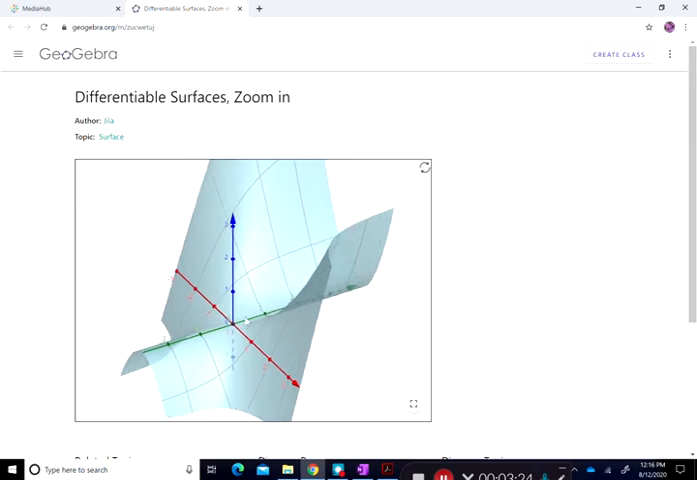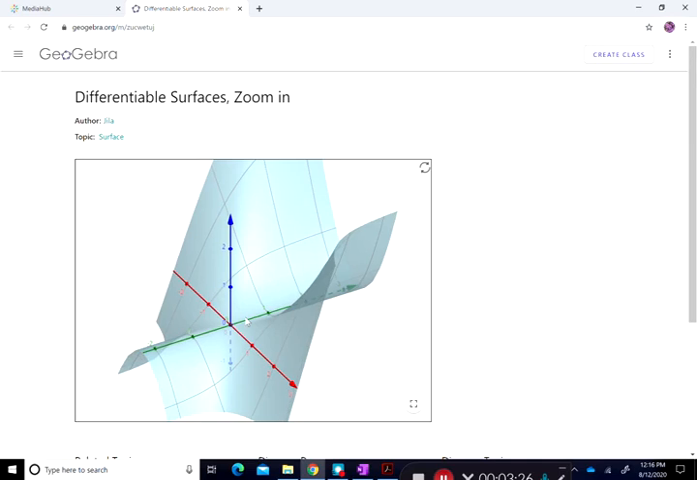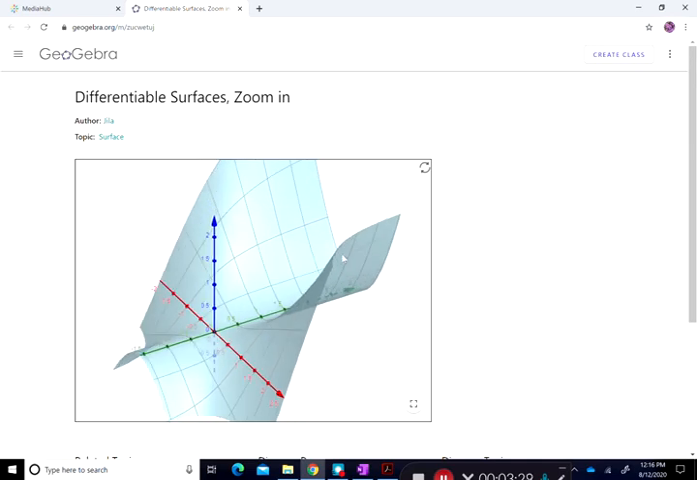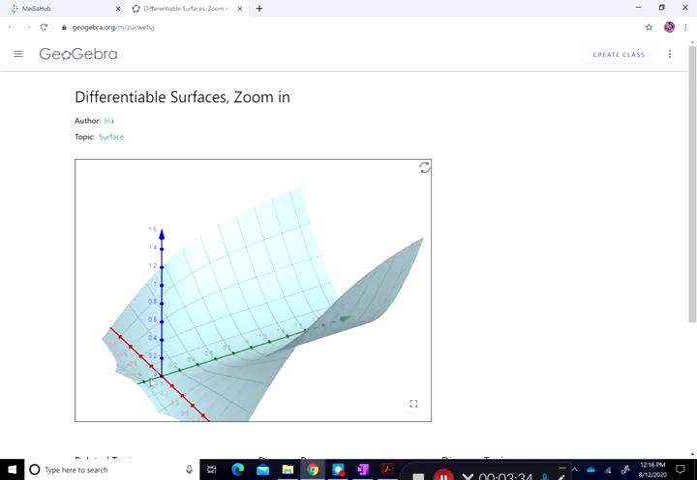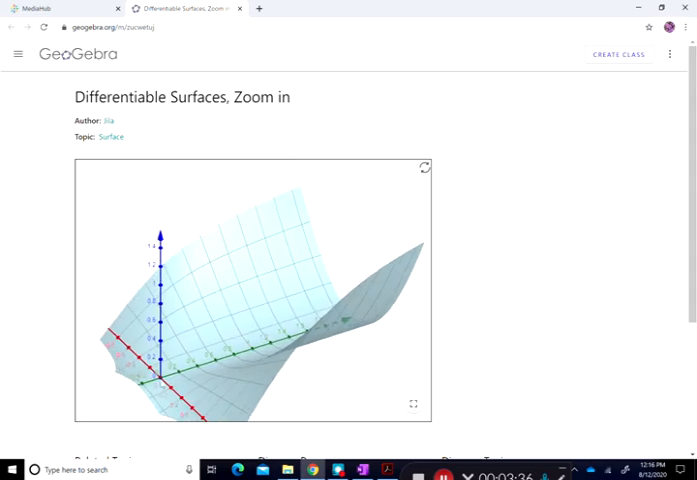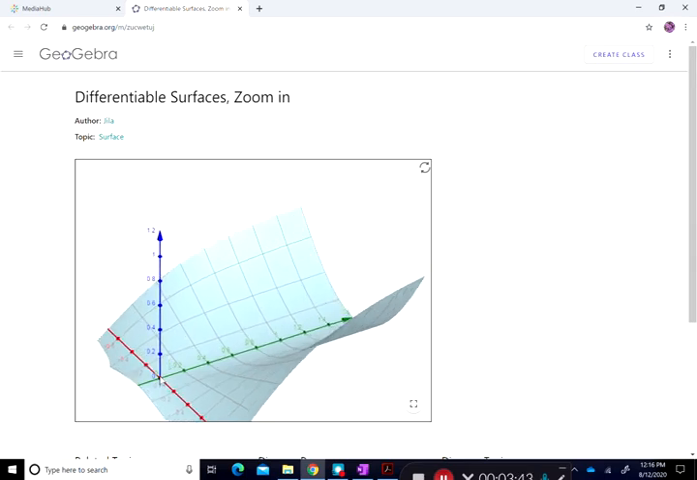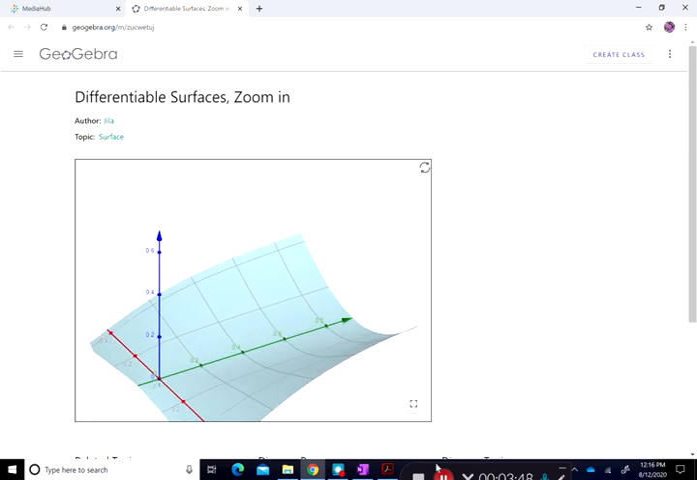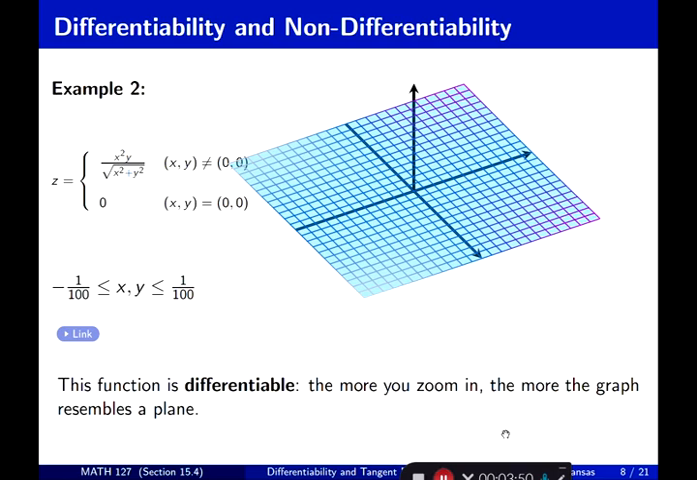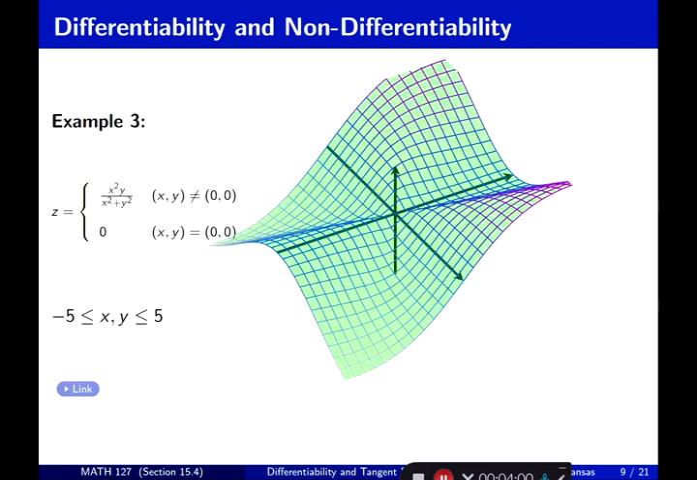zoom in, this is zooming in, it's flattening down. I'm zooming in, and you see that it's flattening around (0, 0). I should zoom in right at (0, 0). See, it's getting flatter and flatter as we go. So this function is actually differentiable at (0, 0), even though it's not an elementary function at (0, 0). And the graph resembles a plane.